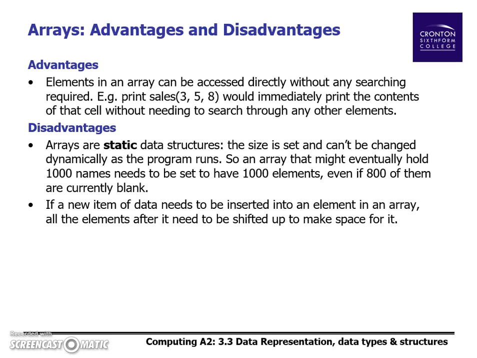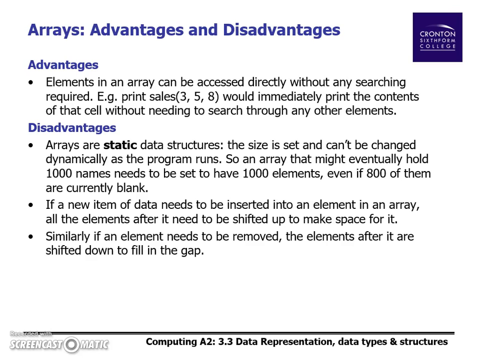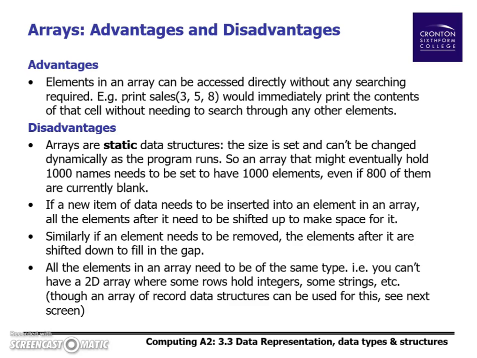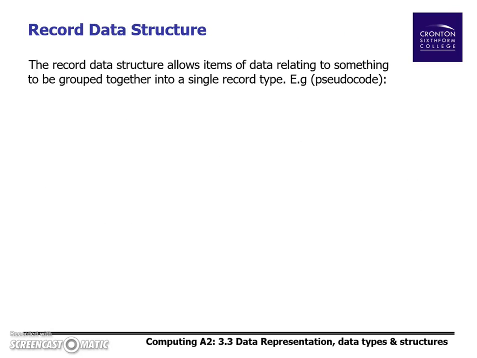If a new item of data needs to be inserted into an array, all the elements after it need to be shifted up to make space for it. Similarly, if any element needs to be removed, the elements after it are shifted down to fill the gap. All the elements in an array need to be of the same data type. For example, you can't have a 2D array where some rows are integers and some rows are strings. Though an array of record data structures could be used for this, and we'll see that on the next slide.